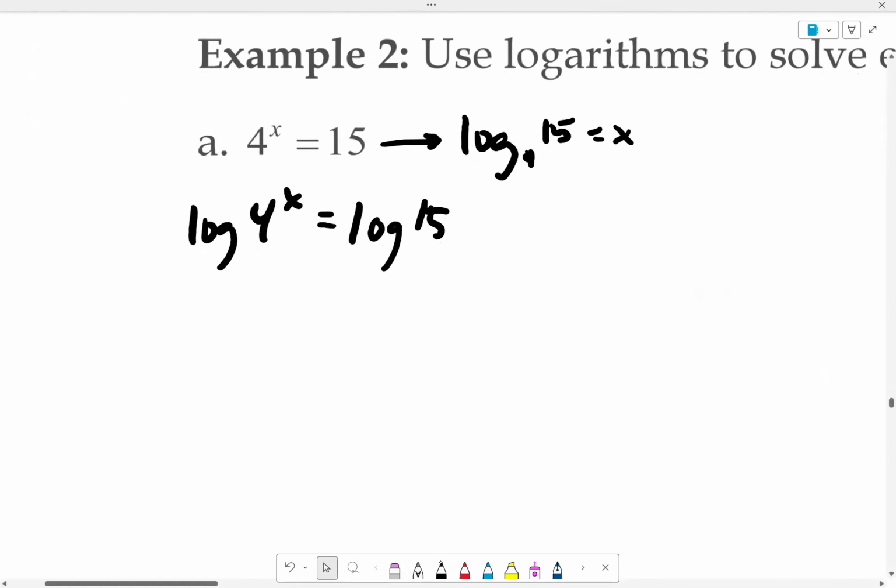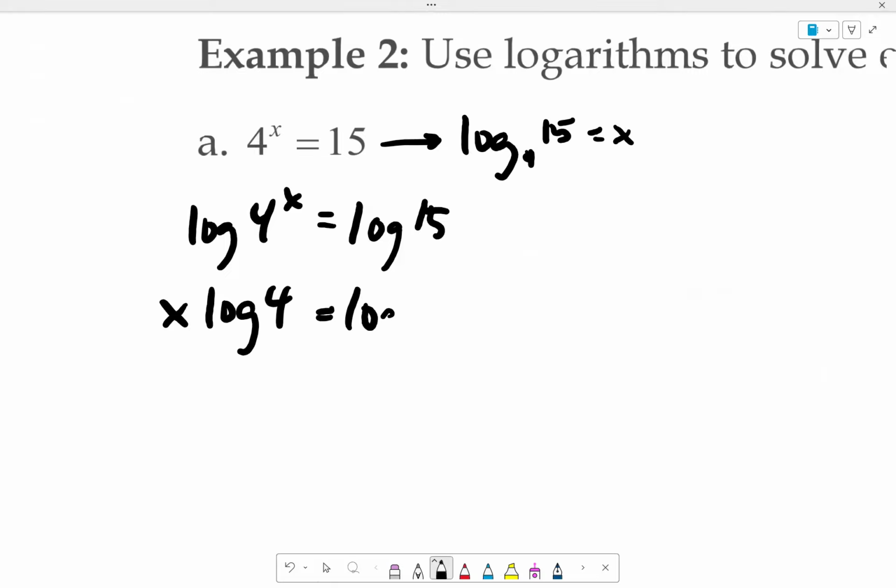Okay, but how will this help? Take a look at that left side. What can we do with that exponent? Let's see the gesture. The sound effects are optional. Just take it off the exponent and you put it here in front. x times the log of 4 equals log of 15. But how do we solve for x? Check with your neighbor. How do you solve for x now?